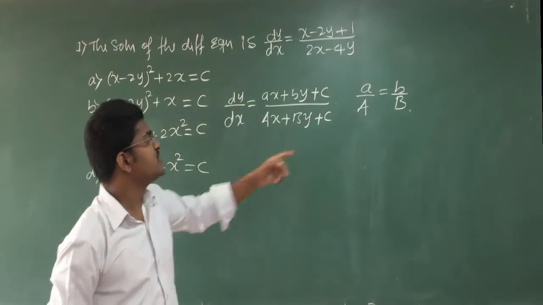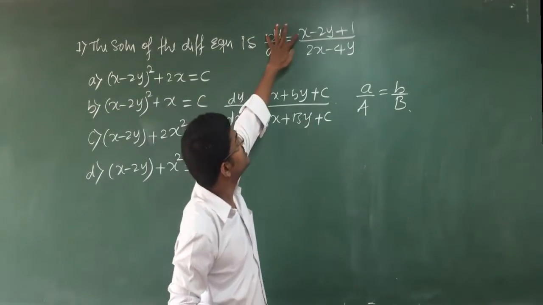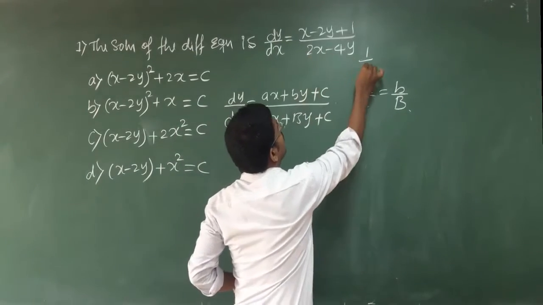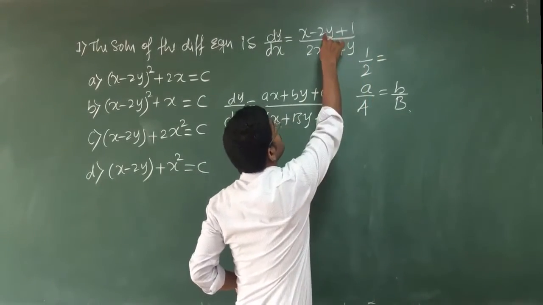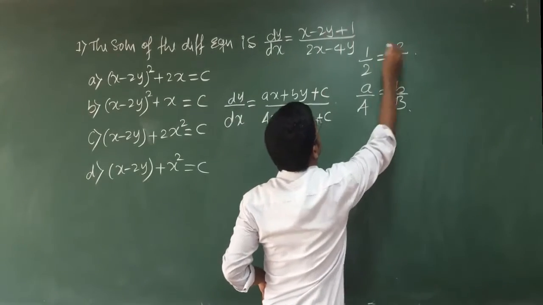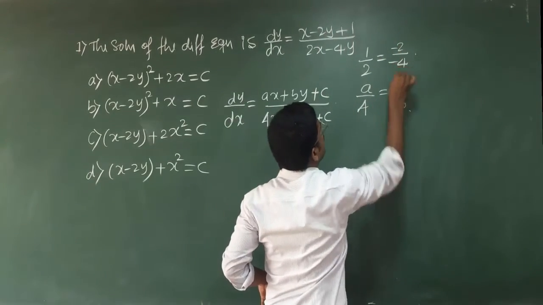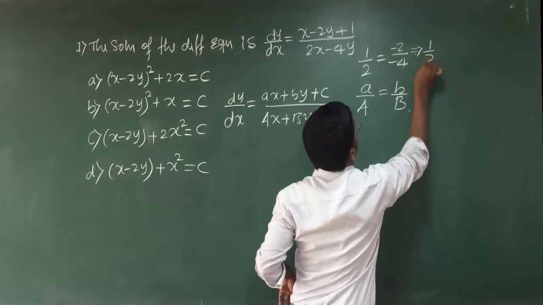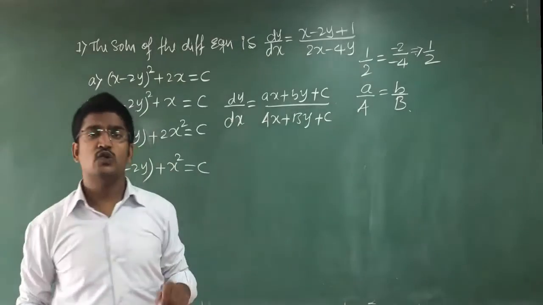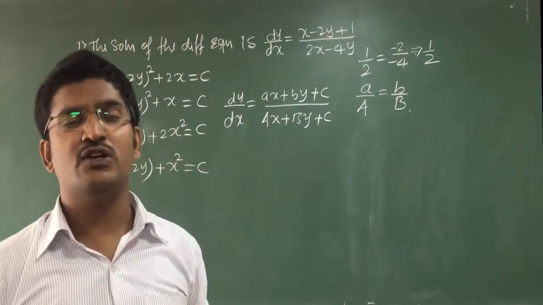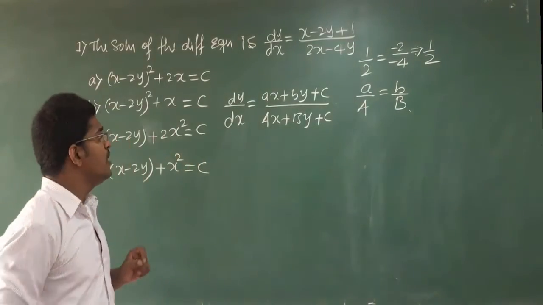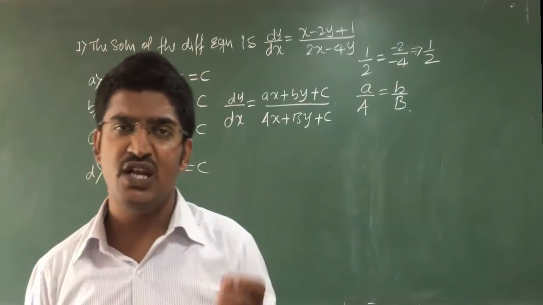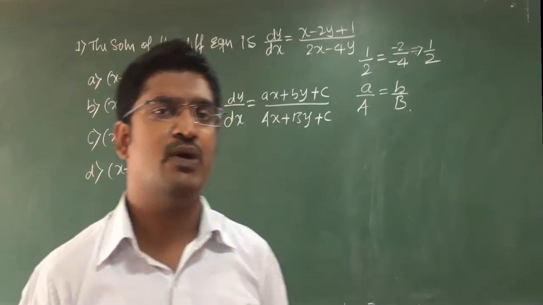Okay, first let us check this ratio. Small a is 1, capital A is 2, here small b is minus 2, capital B is minus 4. So no problem. Again this will be equal to what? 1 by 2. Clear? So small a by capital A is equal to small b by capital B. Now we can apply our second method of reducing the given differential equation to variable separable form.